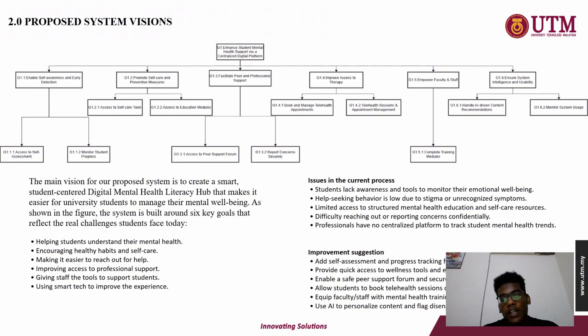Issues in the current system and the current process are that students lack awareness, help-seeking behavior is low, there is limited access to structured mental health support, difficulty reaching out, and professionals have no centralized platform. But the improvement suggestions that we can give are to add a self-assessment, provide quick access, enable safe peer support, and so on and so on. So yeah, this is all for what we have on this page.